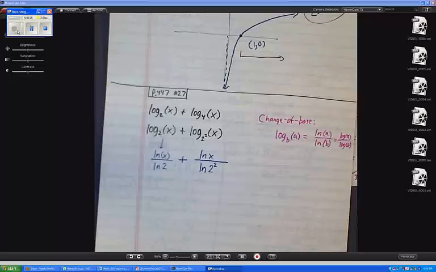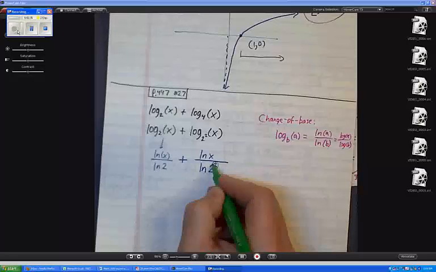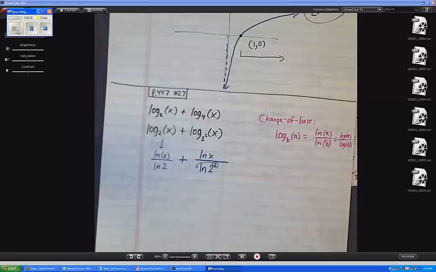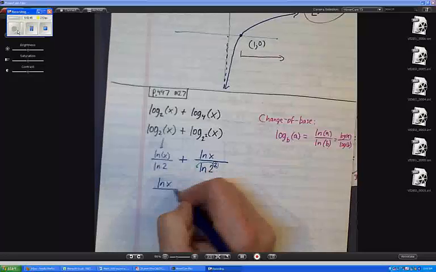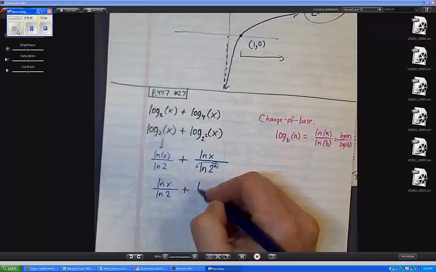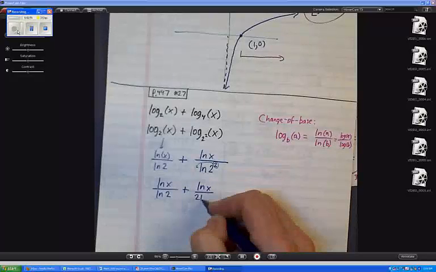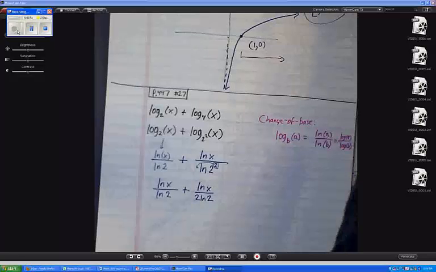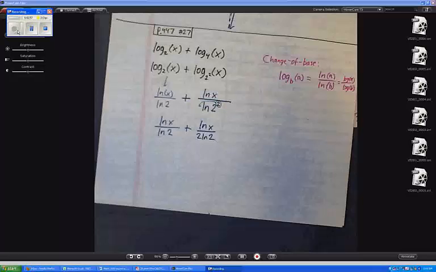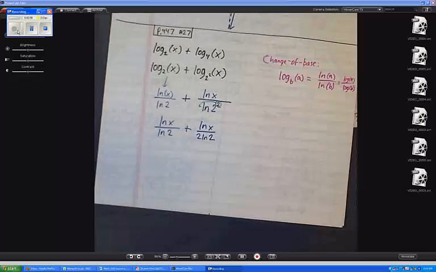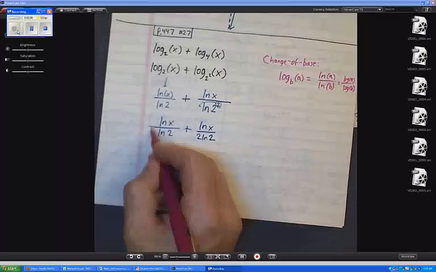The most powerful of the log laws is log law number 3, which has to do with taking this exponent 2 and bringing it down here. Okay? So I think that's going to be my next move. Natural log of x over the natural log of 2 plus the natural log of x over 2 natural log of 2. Okay. And those are two fractions. Can I add the fractions? What do I need? Need a common denominator. Can I get a common denominator? Well, sure. All I have to do is take this fraction and multiply by 2 over 2.